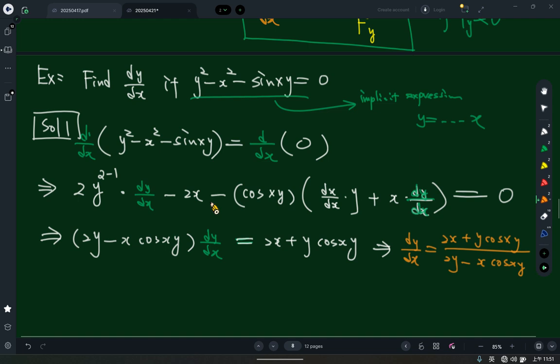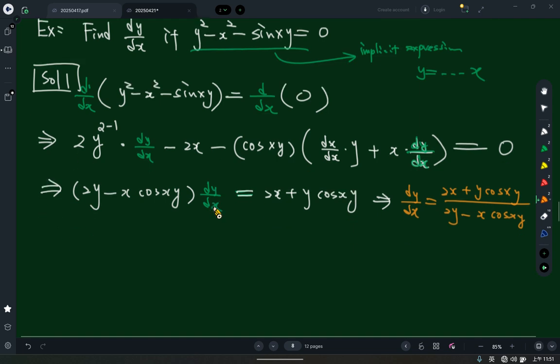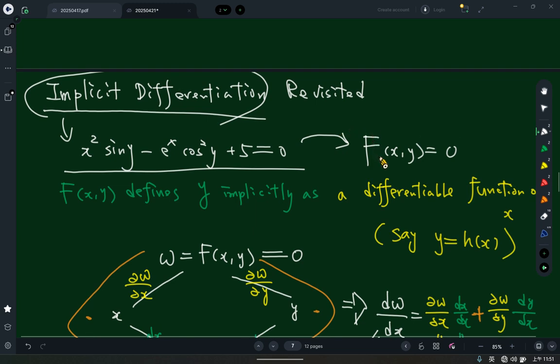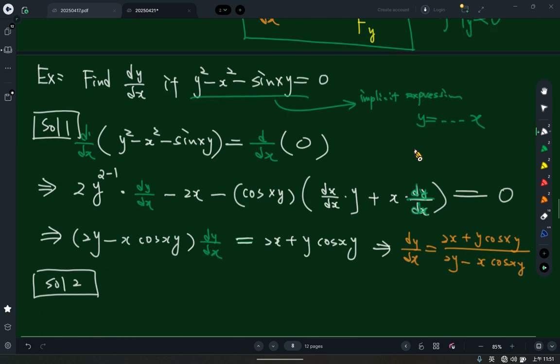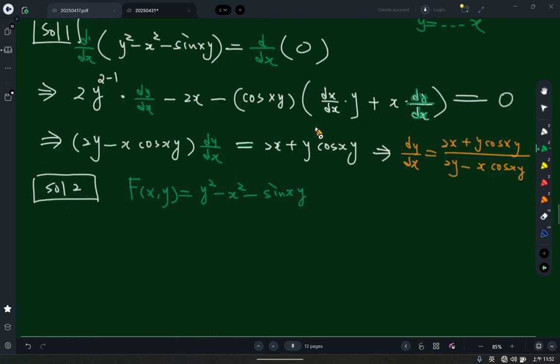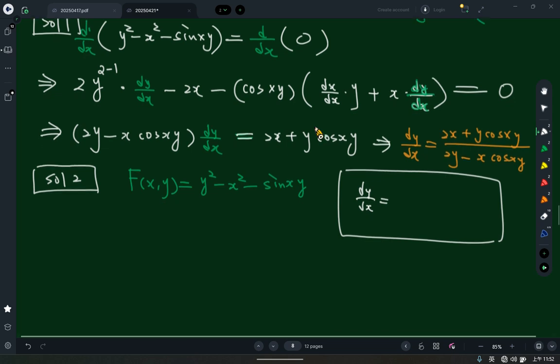This is solution 1. This is done by the method we learned last semester when we talked about implicit derivative. But right now we have just learned partial derivatives. So for solution 2, we will follow this one. If we want to follow this one, we need to make sure what F of x, y is, right? So in this case, we should treat F of x, y as y squared minus x squared minus sine xy. So we can use this expression. Let me write it down here. dy over dx is equal to negative big F sub x over big F sub y.